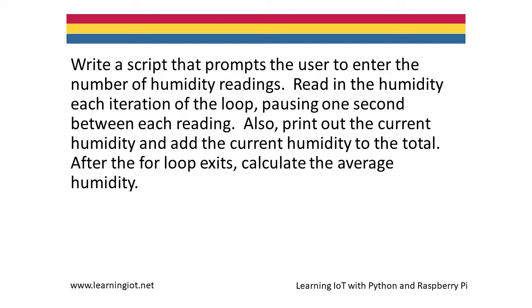We'll write a script that prompts the user to enter the number of humidity readings and use a for loop to read in the humidity. Pause 1 second between each reading, and each iteration of the loop print out the current humidity and add the current humidity to the total. After the for loop exits, calculate the average humidity. You do not need to include exception handling.